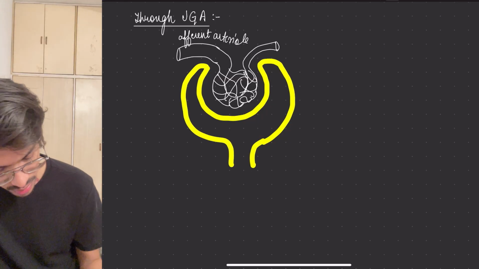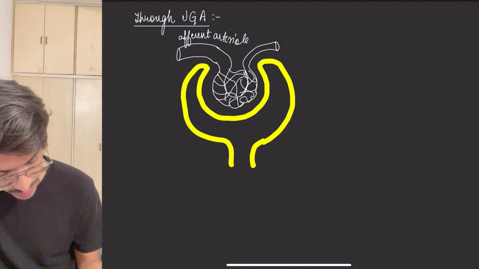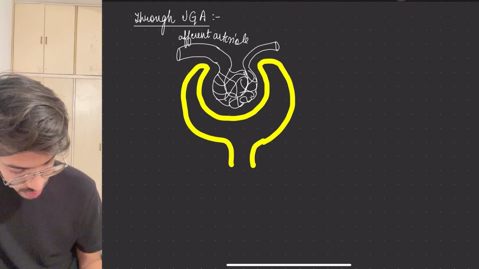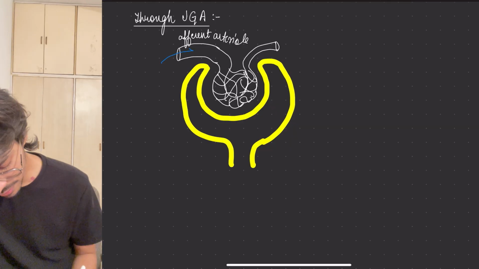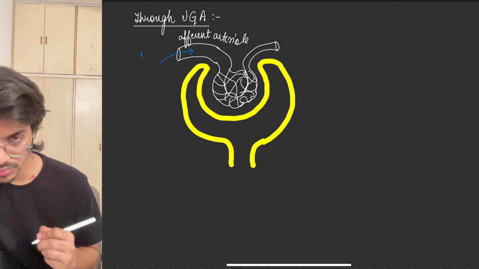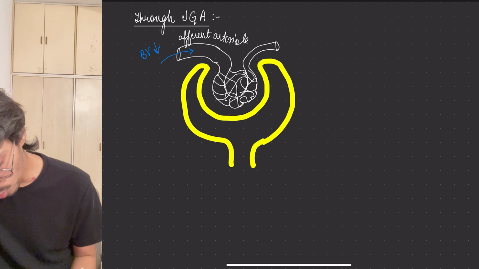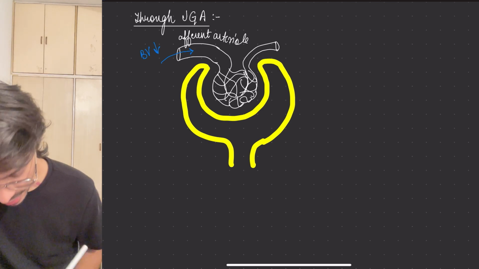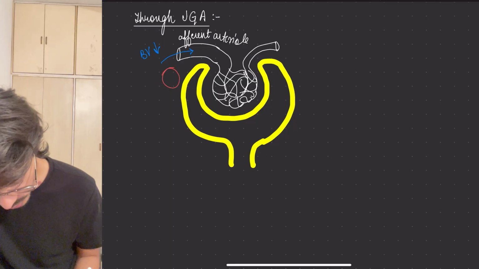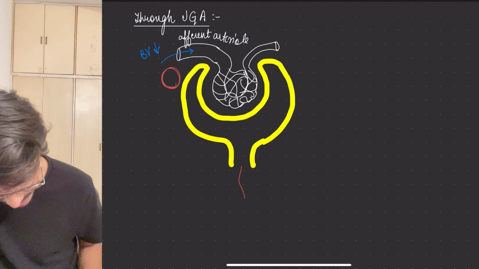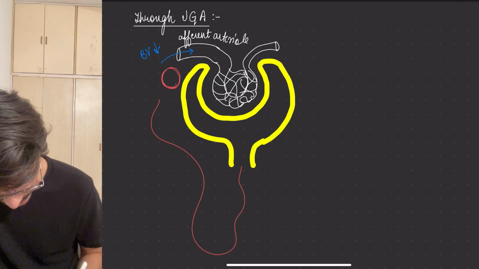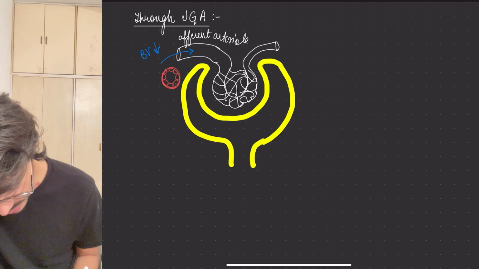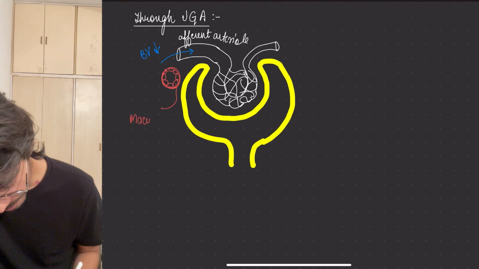Okay, so let's just come back and see this thing. Now what will happen? If the blood coming over here has its blood volume decreased, the cells of this have a close contact with the cells of the DCT. The DCT is forming the distal convoluted tubule. In the DCT certain cells are there, which are called macula densa cells.